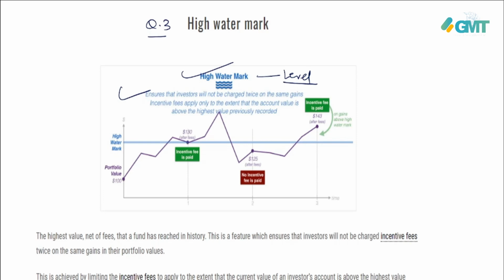Let's take it. So this was the investment portfolio value initially, right? And then the fund managers set the high water mark. So it means it's a limit which is 130. If the value goes from 100 to reach 130, then only that particular fund will accrue the incentive fees or commission.